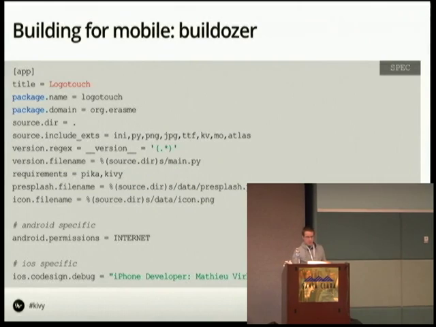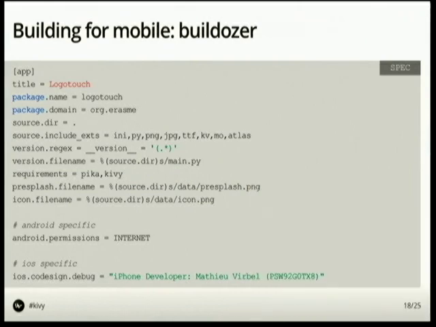For an example, this is a spec file. So the title, the package name, where the source of your application is, the version, the requirements, the icon, the presplash, that is common for Android, iOS, and even on desktop. I mean, if you package to Windows, you want the same things. So this is why we did Buildozer.